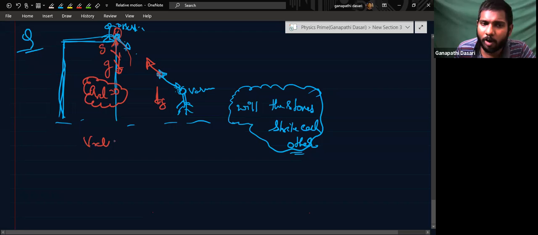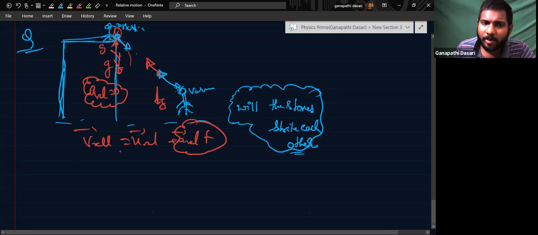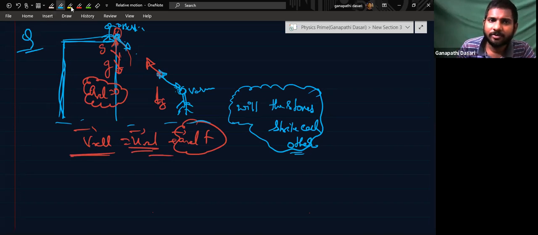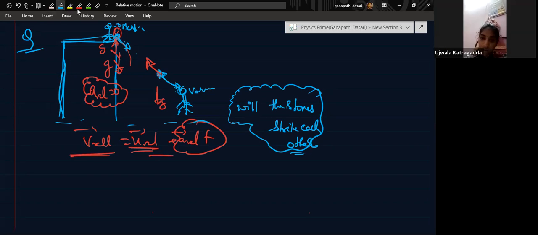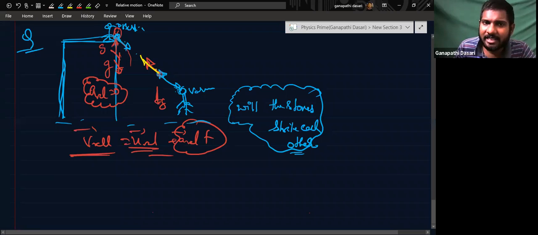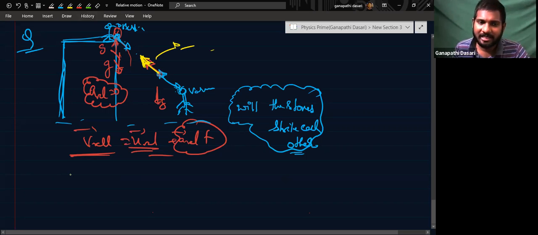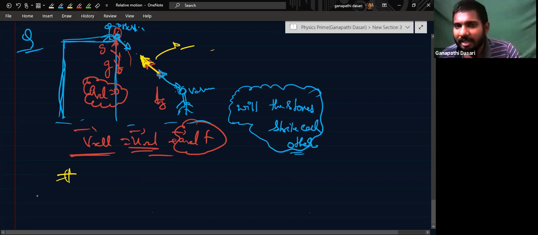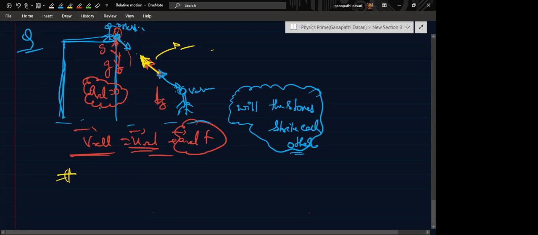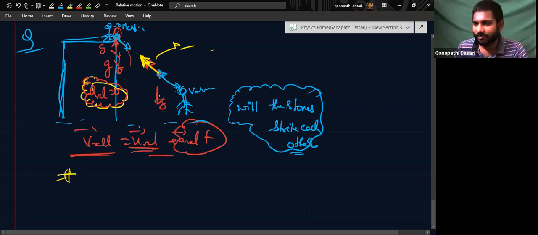V relative is equal to how much? U relative plus a relative into t. A relative is 0. That means V relative is equal to U relative. That means the relative velocity direction, which is in this direction, will not change. And actually the stones will hit after some time. The answer is they will hit. By using relative motion, you can easily solve this.